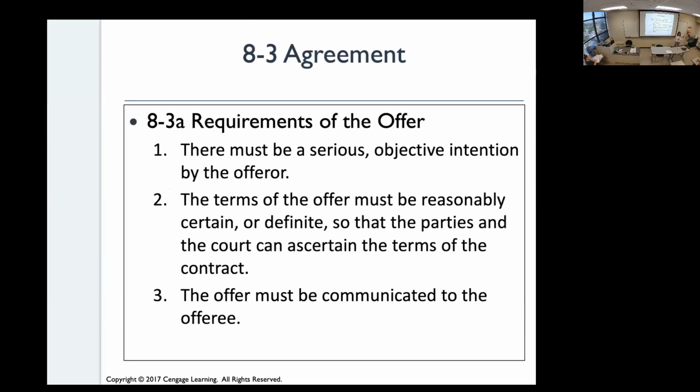Okay, we did talk about agreement, one of the first things on the first slide, something that has to be present in order for a contract to be valid. There must be a serious objective intention by the offerer.